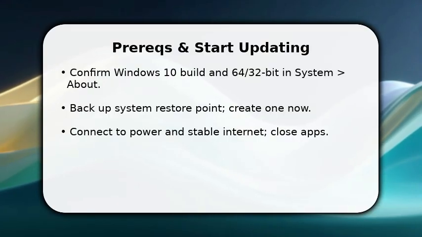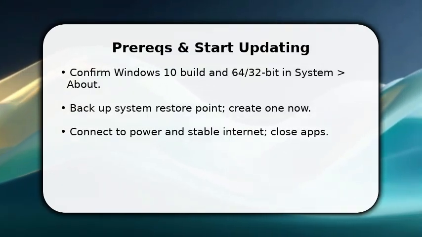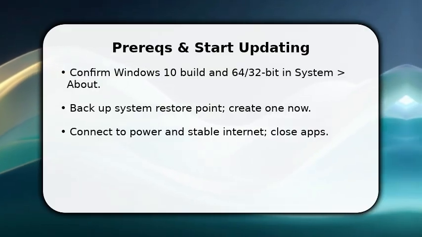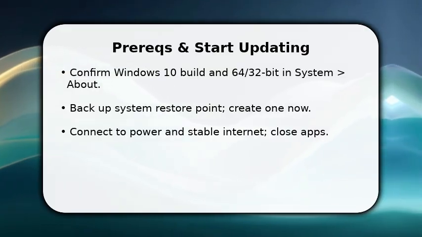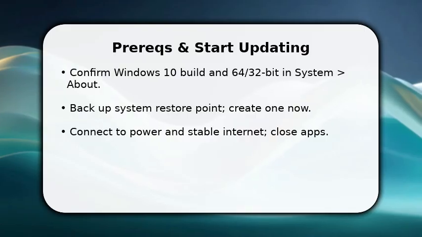You start by confirming the Windows 10 build and architecture, so you download compatible drivers. This matters because wrong bitness breaks installs. Once done, create a system restore point to roll back if needed, and plug into power to avoid interruptions.